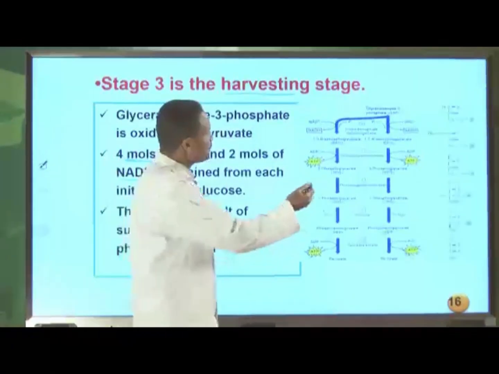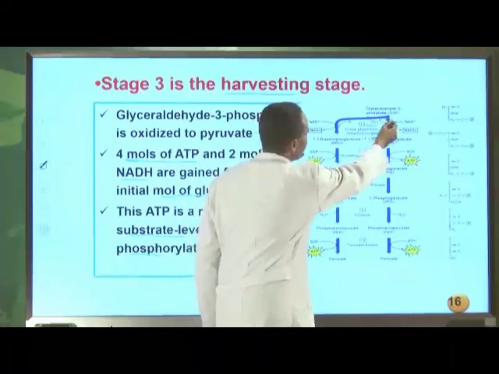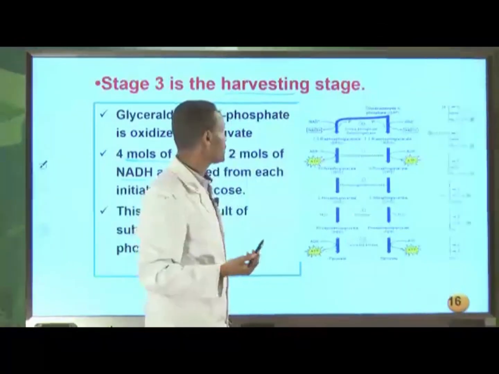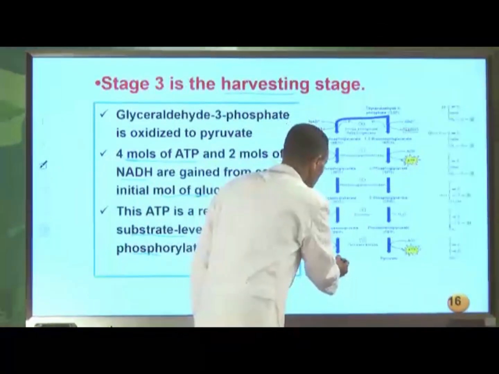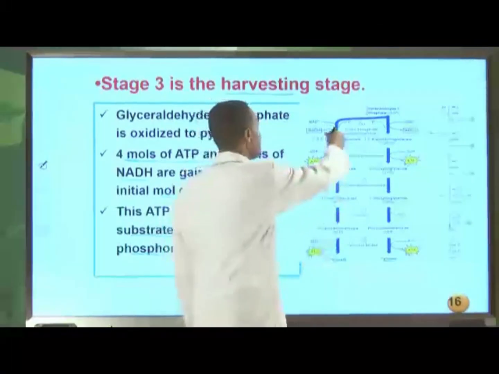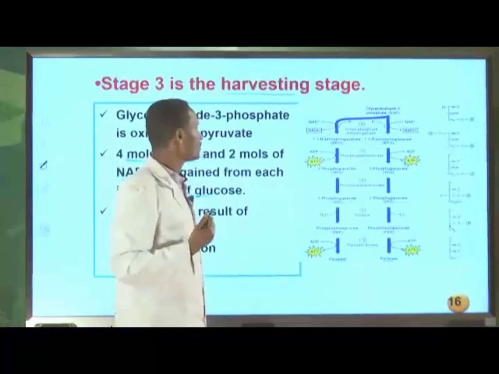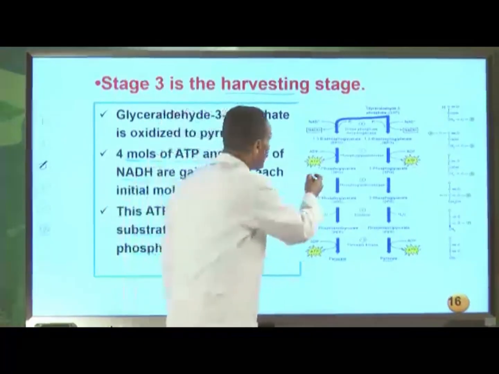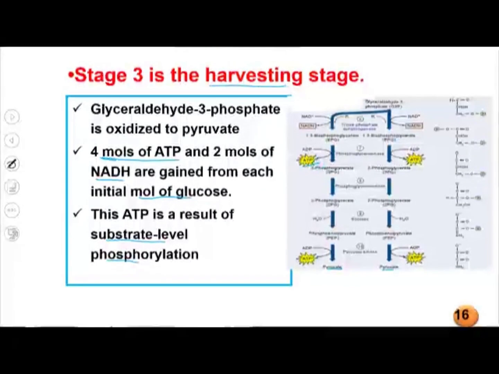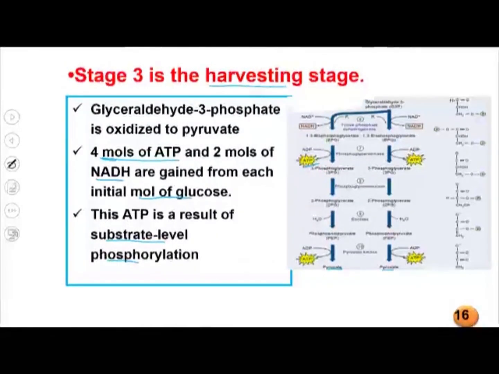If you see diagrammatically here, glyceraldehyde 3-phosphate finally changes into 2 molecules of pyruvate by passing through a series of chemical reactions. At this step, 1 molecule of ATP is gained, and again at this step another ATP is gained, and in total 4 molecules of ATP are gained in the third stage of glycolysis. That is why it is called the harvesting stage.